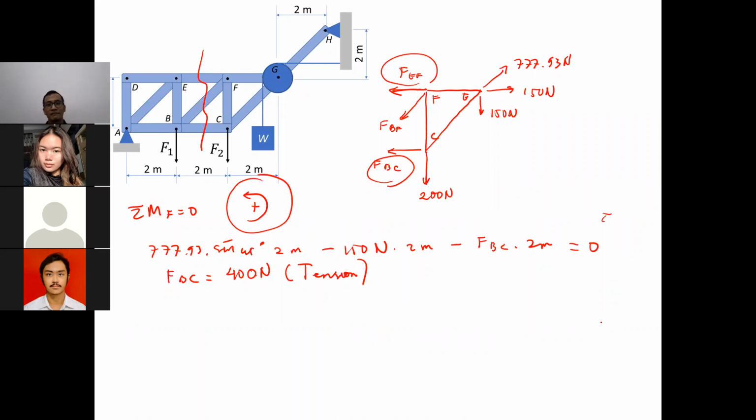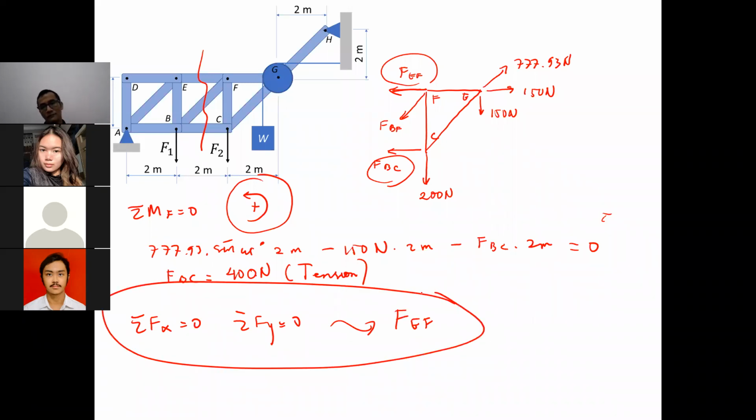Then in order to solve for FEF, we have to solve using sigma fx and sigma fy equal to 0, because FBF has an x component there. So like it or not, we have to solve for FBF as well in order to solve for FEF. You use sigma fx equal to 0 and sigma fy equal to 0, these two equations, to solve for FEF. You can do this by yourself because it's just a simple case, but this is how we handle this particular problem.